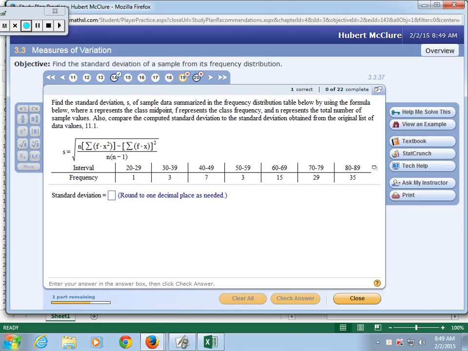It says n. Well, what's n? You add up all your frequencies. Well, we'll do that later. We don't need n right now. N is the least of our worries. But what's that first one say? The summation of f times what? Do we have x squared? You need to take another column and do x squared. Because you have f. You don't have x squared.